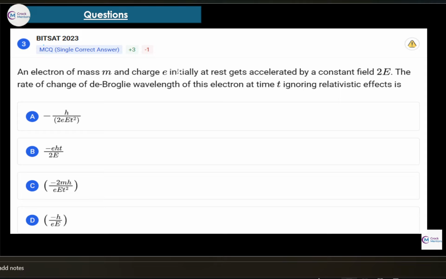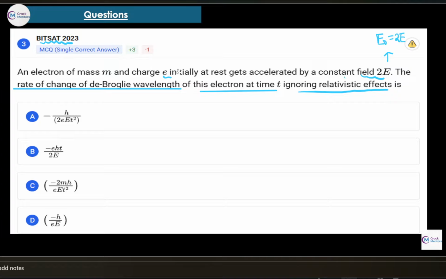Right now, this is also asked in your examination, BITSAT examination 2023. An electron of mass m and charge e, initially at rest, gets accelerated by a constant field 2e. I am assuming that E naught has a value equal to 2e, for our easy calculation purpose. We are asked the rate of change of de Broglie wavelength of this electron at time t, ignoring relativistic effects.